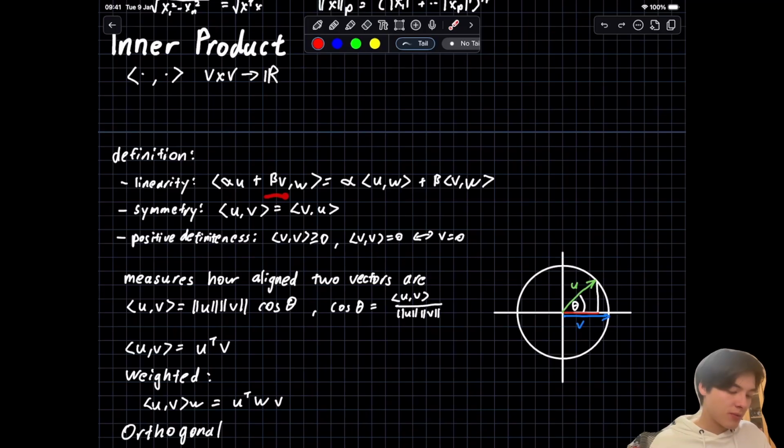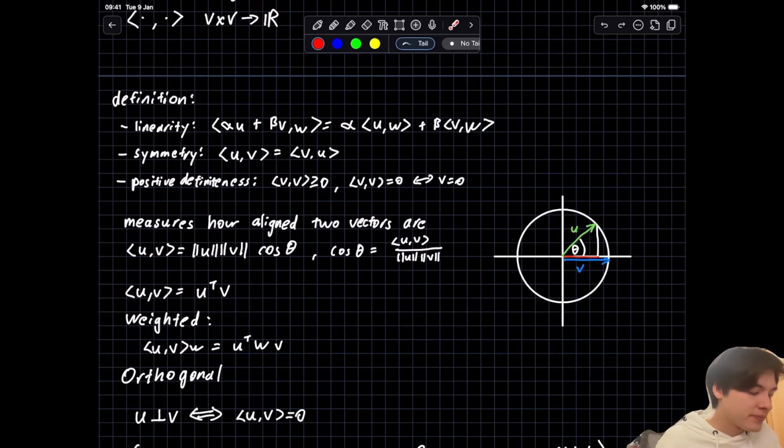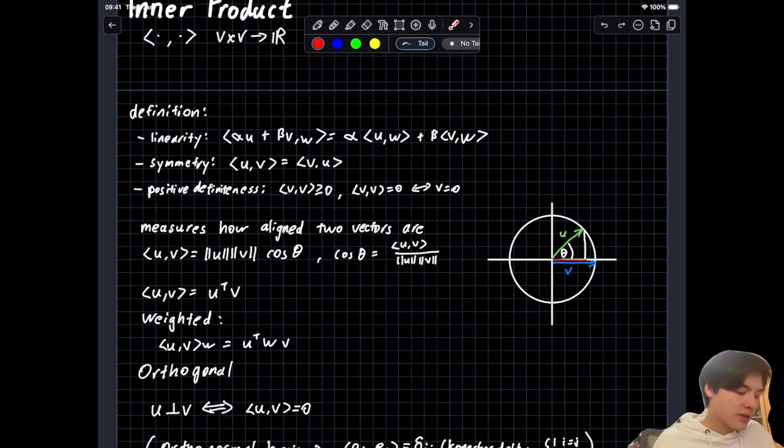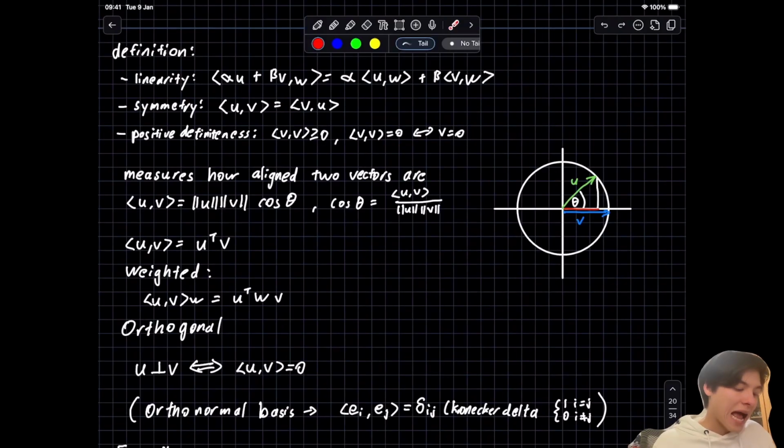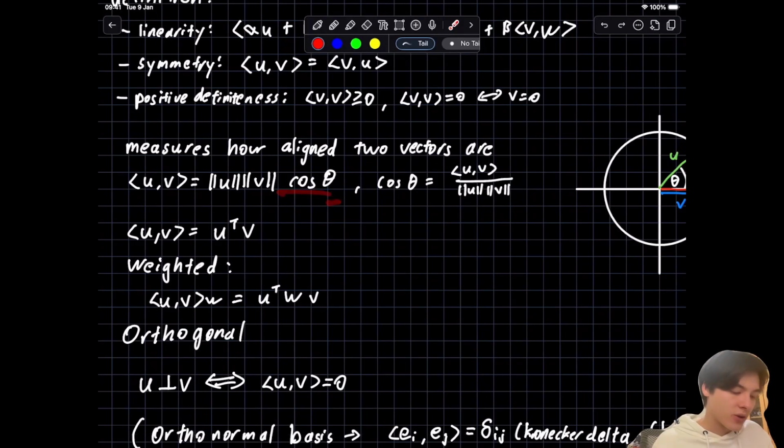The dot product of au plus bv with w is alpha times the dot product of u and w plus beta times the dot product of v and w, so it is linear. It needs to be symmetric: the dot product of u and v equals the dot product of v and u. It's positive definite: it's always larger than 0, or 0 only if the vector is 0. So it measures how aligned two vectors are, and we can also get the cosine of the angle between the two vectors with this formula.